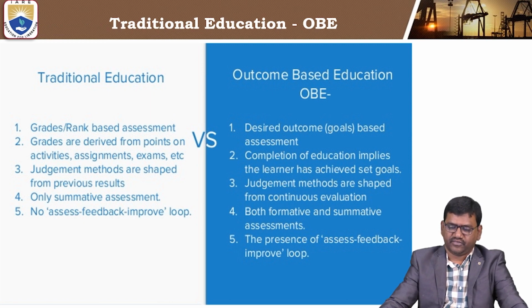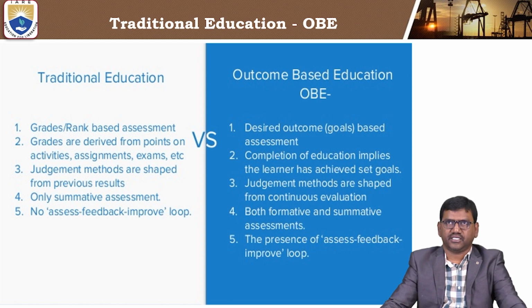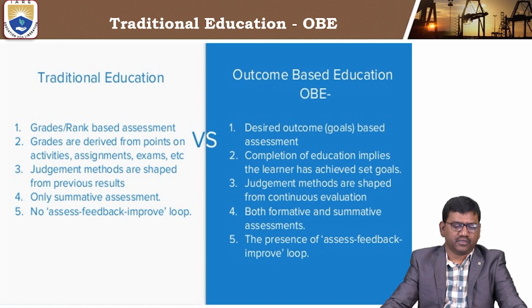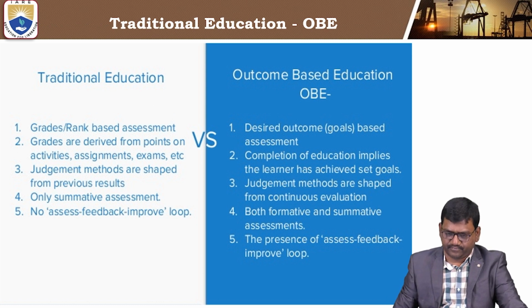There is the presence of an assess and feedback improvement loop. The feedback loop is not there in traditional education, but there is a feedback loop in the present outcome-based education system. Based upon the performance of the student or the feedback given by the student, some assessment methodologies or teaching methodologies are changed accordingly. So these are the things that are newly designed in the outcome-based education system.